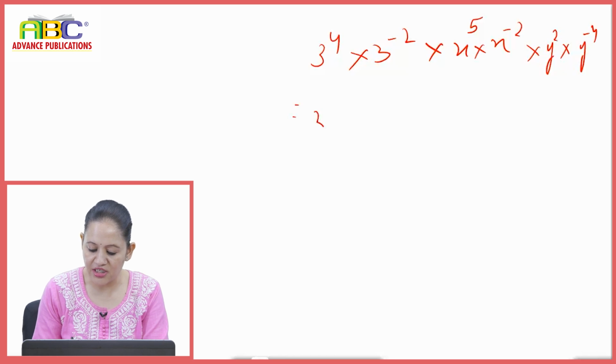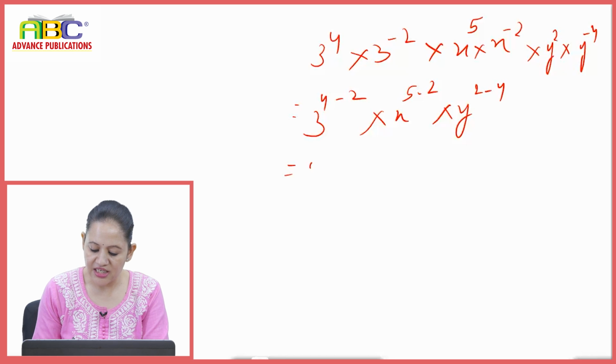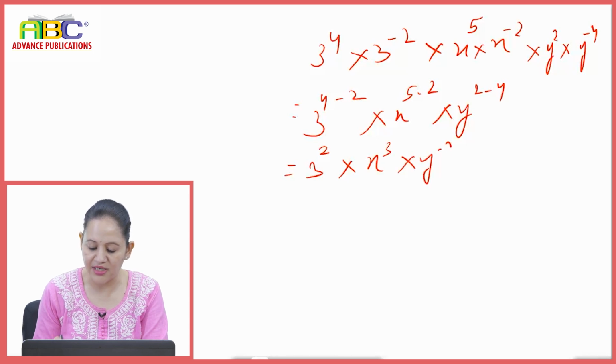Now we'll solve it. 3 is to power 4 minus 2 into x is to power 5 minus 2 into y is to power 2 minus 4. So that is equals to 3 is to power 2 multiply by x is to power 3 multiply by y is to power -2. Clear?